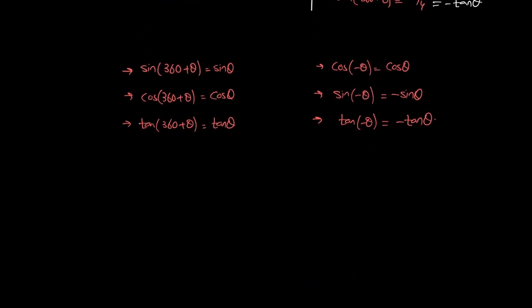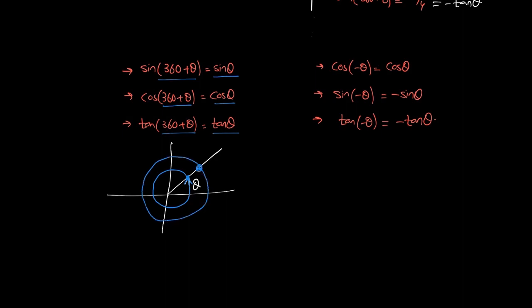So let's say this is my theta. What will happen if I add 360 to it? If in this value I add 360, I get the same trigonometric ratio. So sine of 360 plus theta is equal to sine theta, and therefore cos of 360 plus theta is also equal to cos theta, and tan of 360 plus theta is also equal to tan theta. So adding 360 or subtracting 360 gives the same trigonometric ratio.